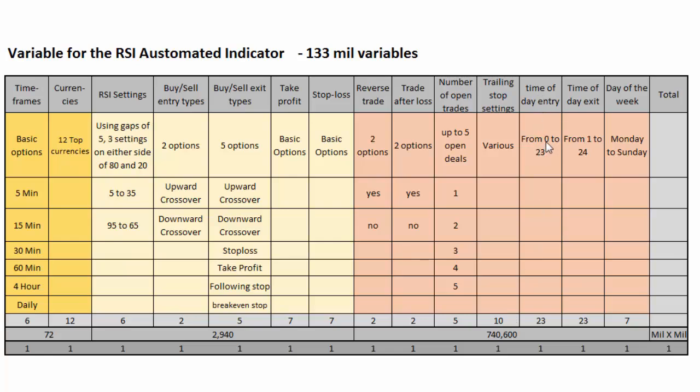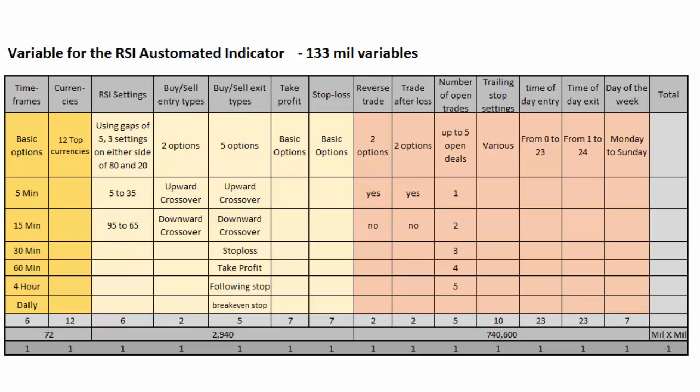Time of day can start at 0 hour and end at 23 hours. So there's a number of options there. And then time of day exit can be anything from 1 to 24 hours. So there's a number of options there. And then the day of week, there are 7 choices. Now, the problem is if you multiply all of those choices, you literally get millions of options. And if you've got a huge calculator, you can try and do that. Just multiply all those numbers out. You'll find millions of options.